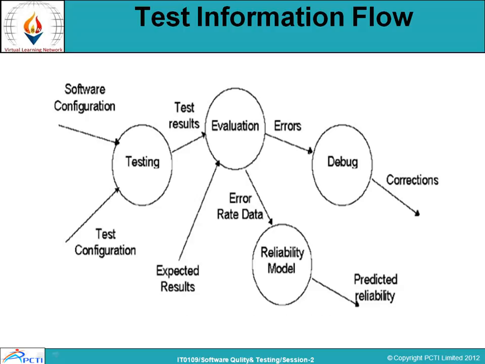After that evaluation, the error report and the rate of data go to the reliability model, and the errors can be debugged. The errors are removed by debugging, as we already told you in the previous slides. After debugging, we find and correct the maximum number of errors, and the reliability model predicts the reliability. So this was the test information flow.